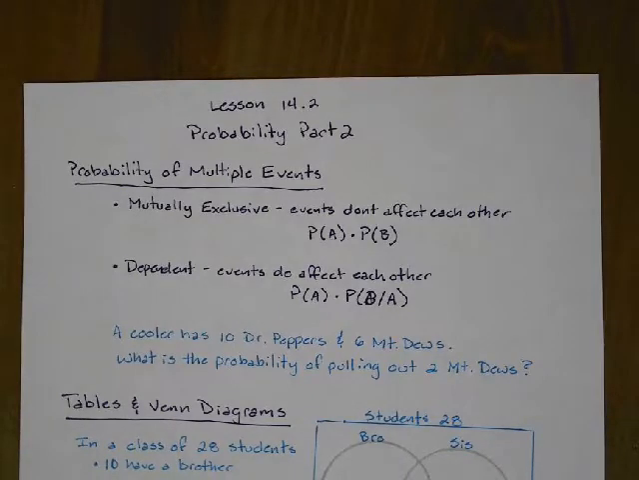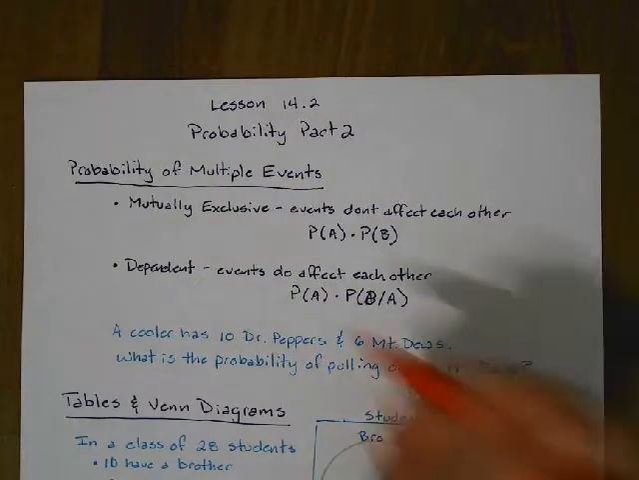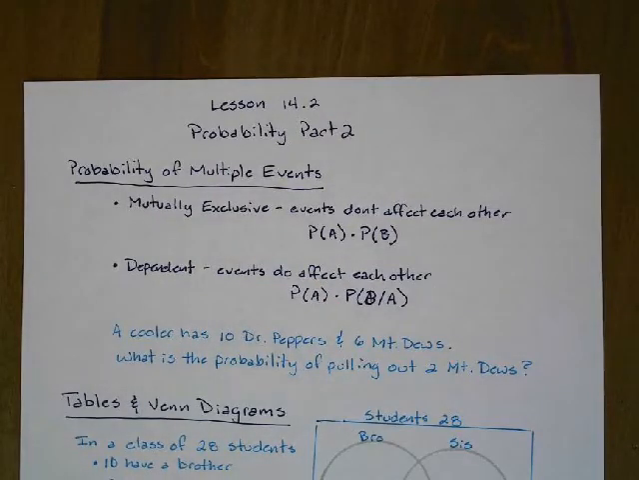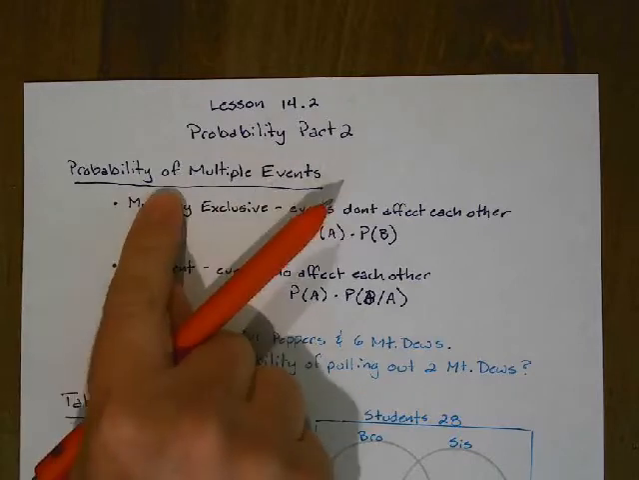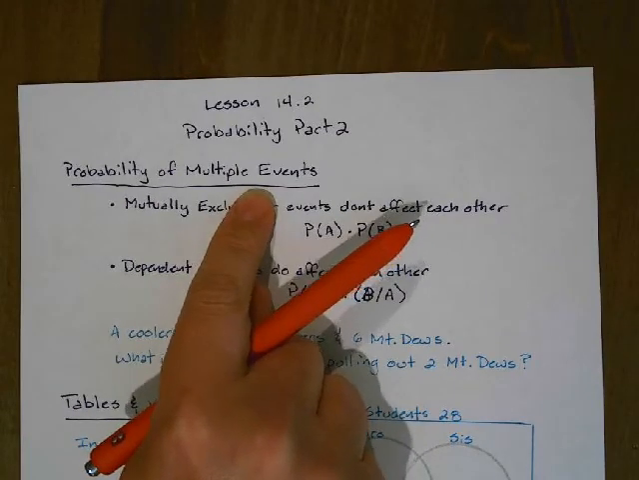All right, here's your second lesson of the week on probability. So we're going to look at a lot of the same stuff, but looking at it in different ways. First one's going to be a little bit different. We're going to look at the probability of multiple events. So what if more than one thing happens?